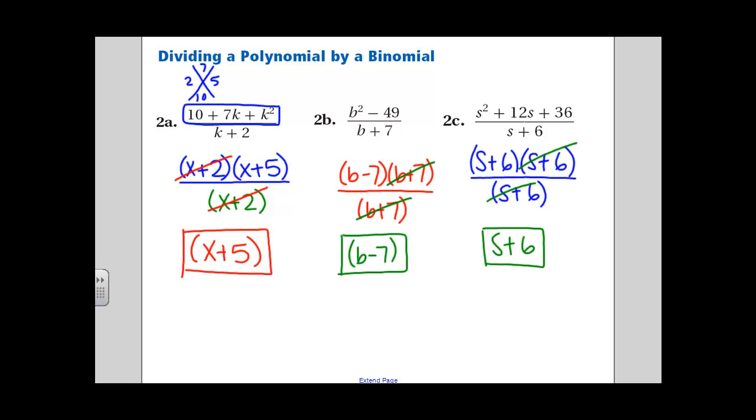Okay. So you guys should have gotten b minus 7 for the first one, and then the second one, s plus 6. Keep in mind that it doesn't matter on the top here. You could have crossed off this s plus 6 or this one. Doesn't really matter as long as only one of them crosses off.